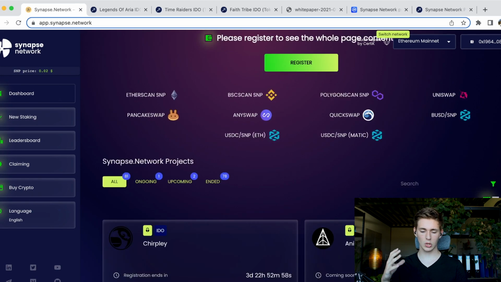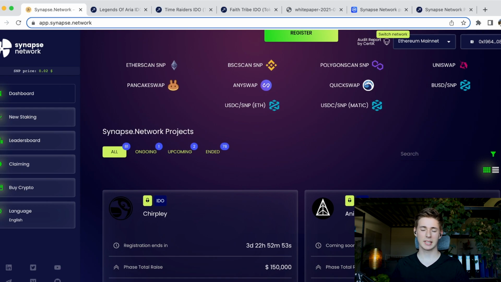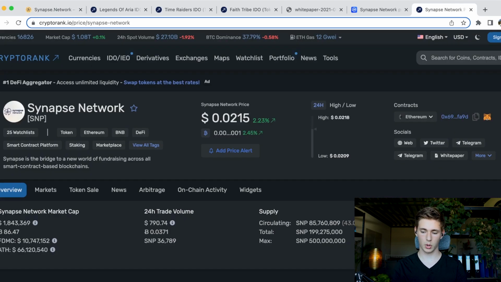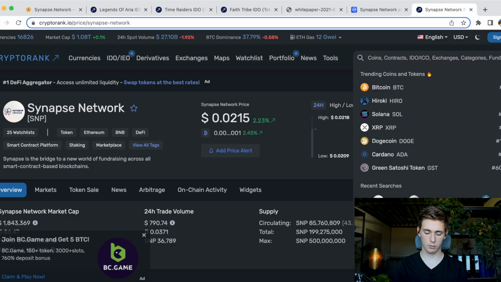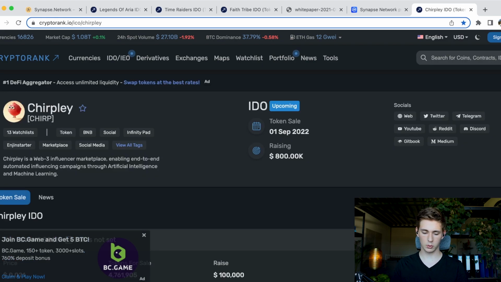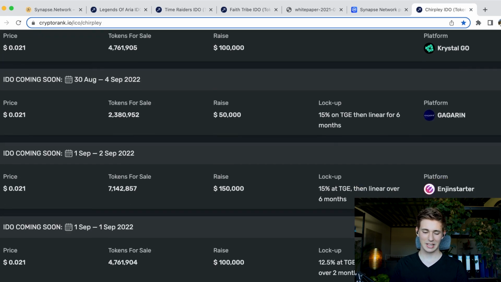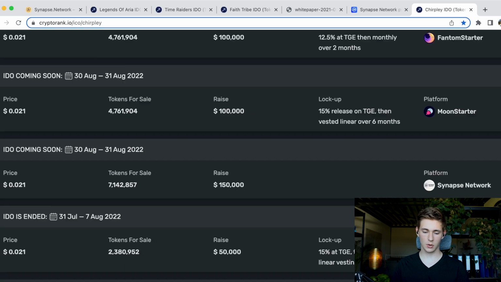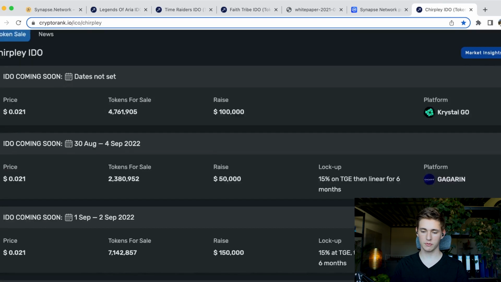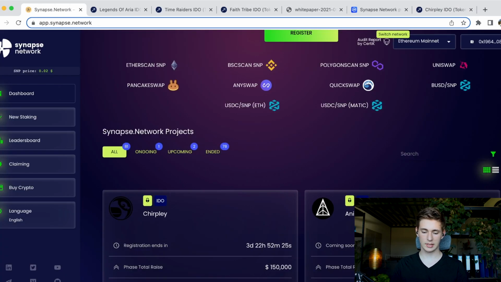So looking at the IDOs, we see Chirply. I actually made a review on Chirply, pretty in-depth. Give it a look if you want. Chirply just looks like a very, very strong project. And I believe that if we were to type in Chirply, the TGE already happened, so we might already be able to see. No, not quite yet, just about. But yeah, so the token sale is going to happen on the 31st of August, so it's very soon.